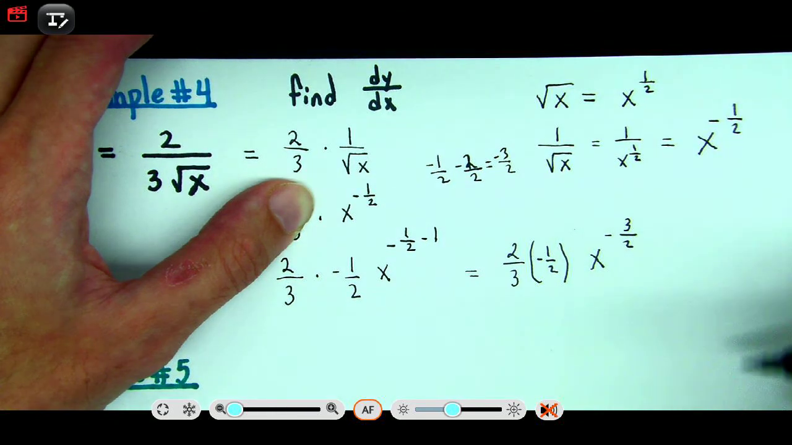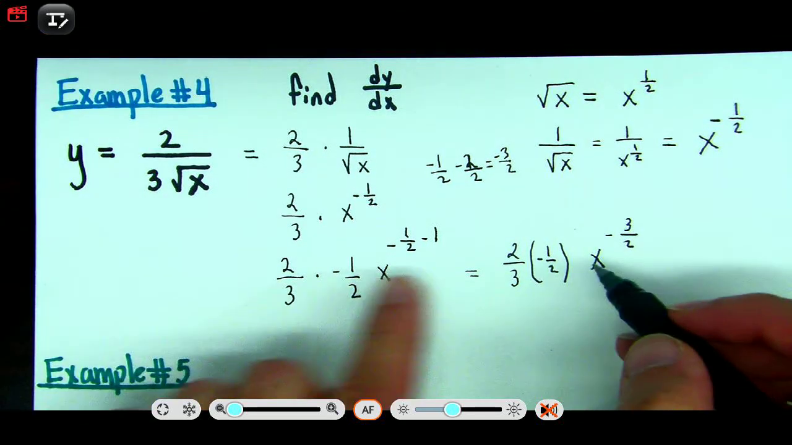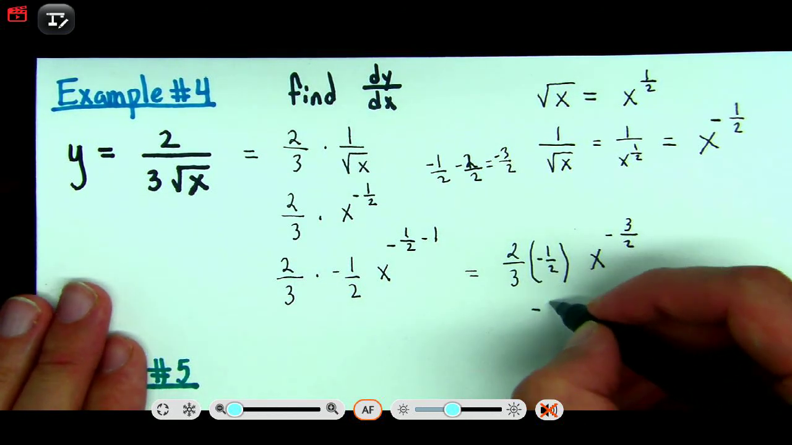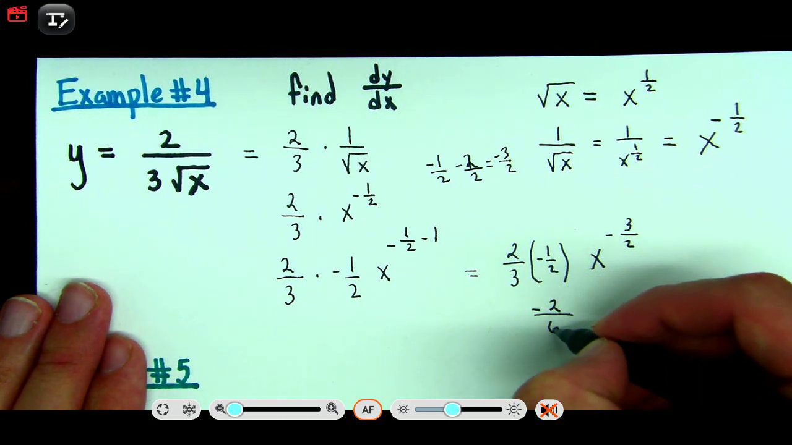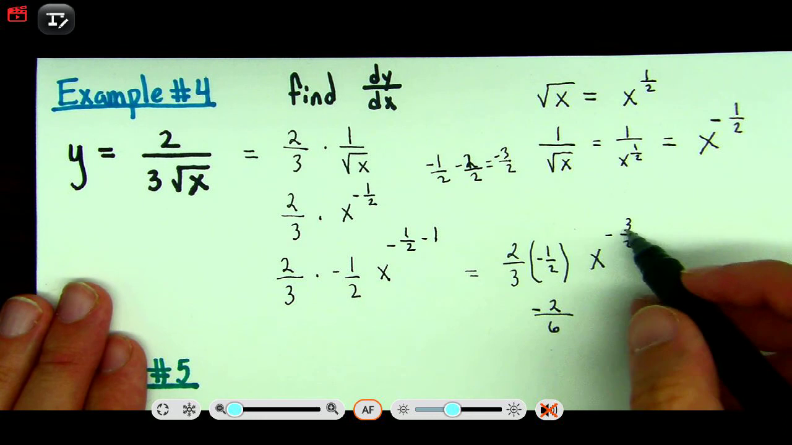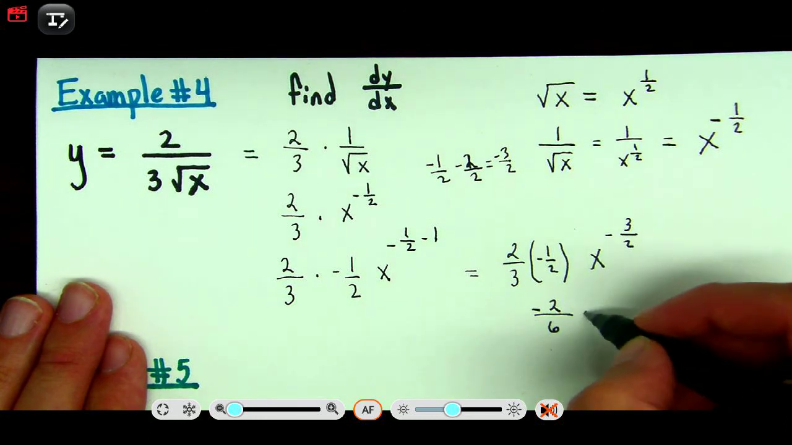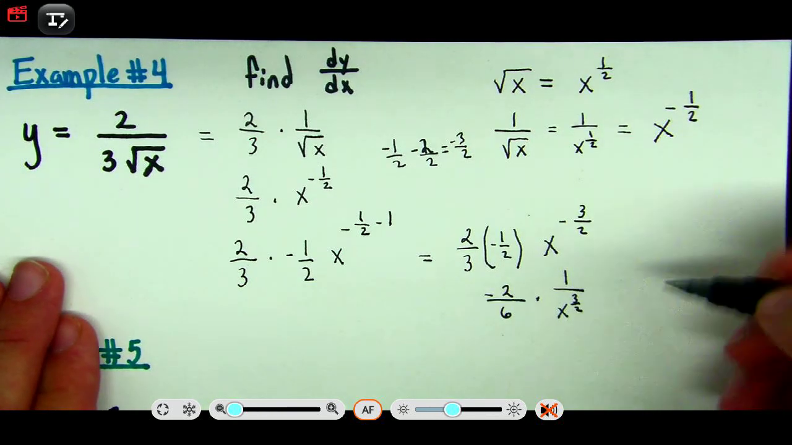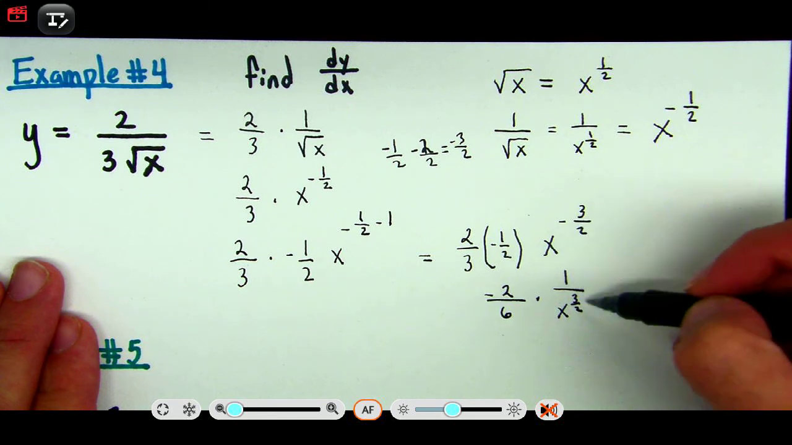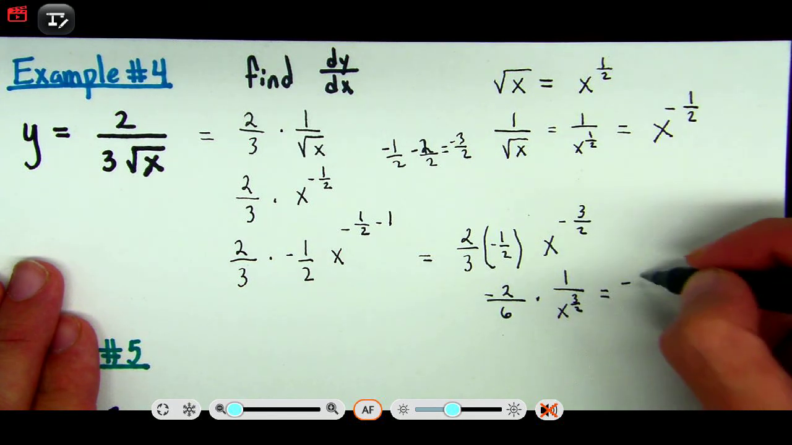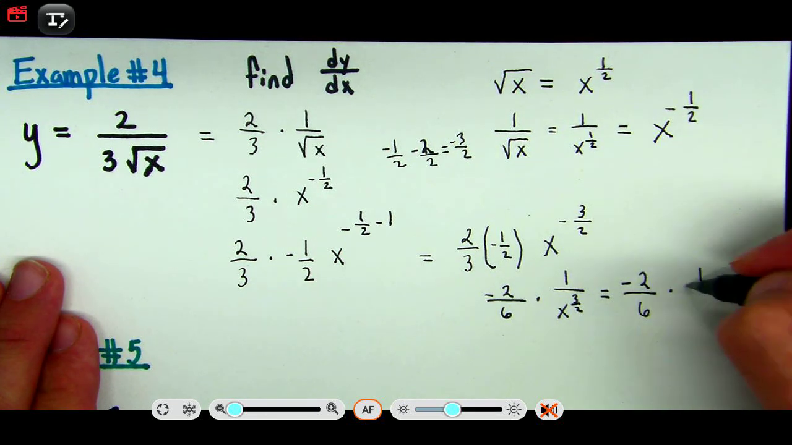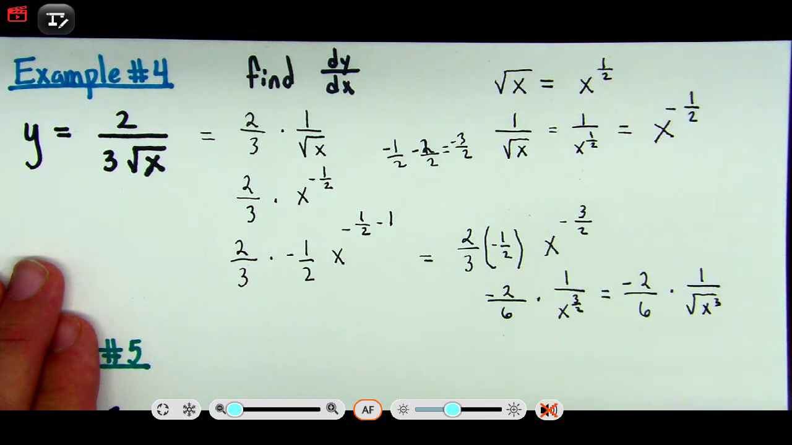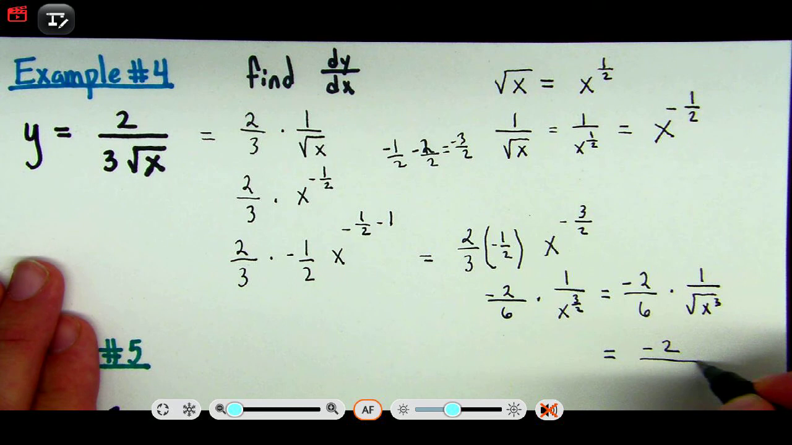And then now we're going to bring that 2 over 3 back in. So here, 2 over 3 times negative 1/2 is negative 2 over 6. And this x to the negative 3 over 2 is also 1 over x to the 3 over 2. We're converting x to the negative 3 over 2 into 1 over x to the 3 over 2. But then that's equal to negative 2 over 6 times 1 over square root of x cubed. So then that equals negative 2 over 6 times square root of x cubed.